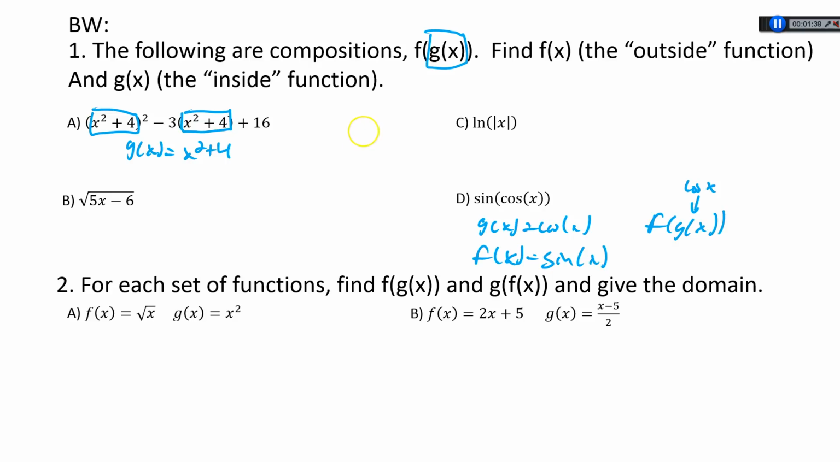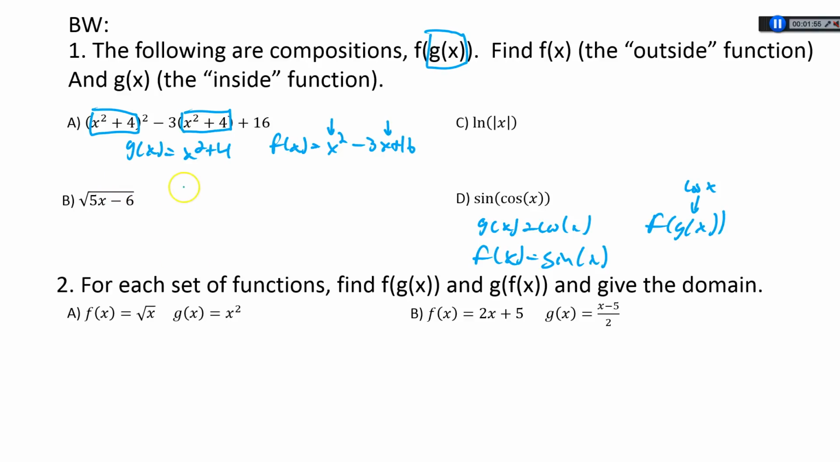What has that replaced? Well, each of those blue boxes could be an x, right? So my f of x would be x squared minus 3x plus 16. And that g has replaced the x here and replaced the x here, because that's how composition works. It replaces every x that you see.